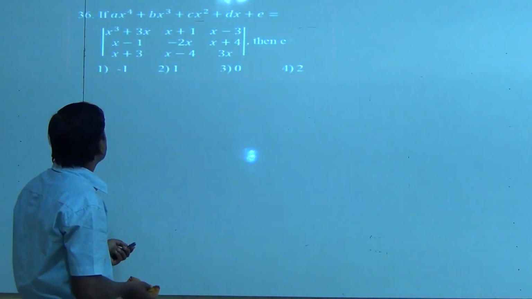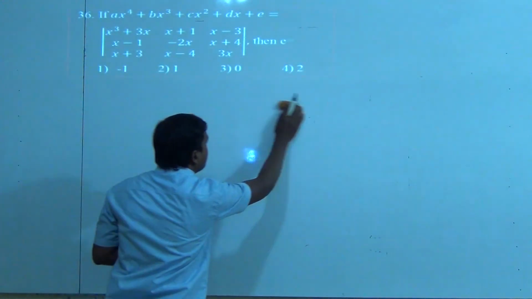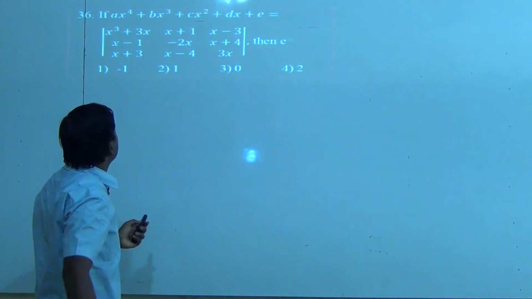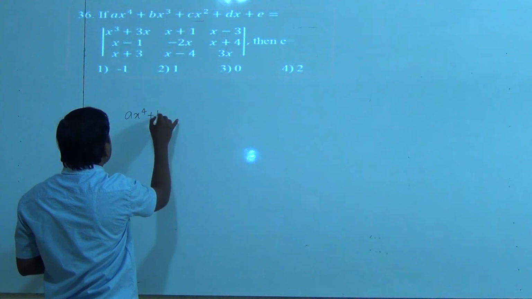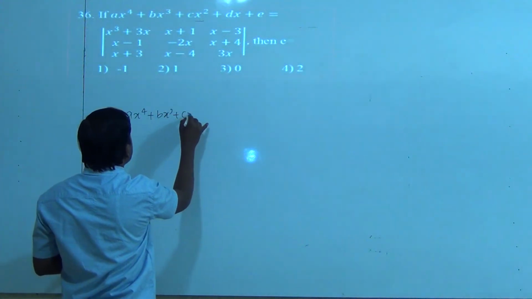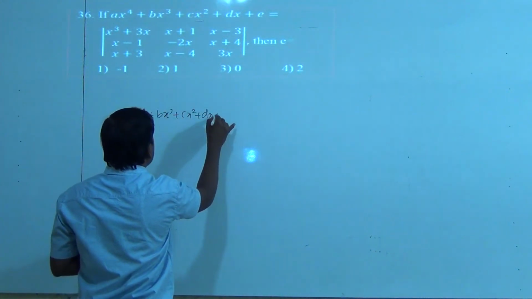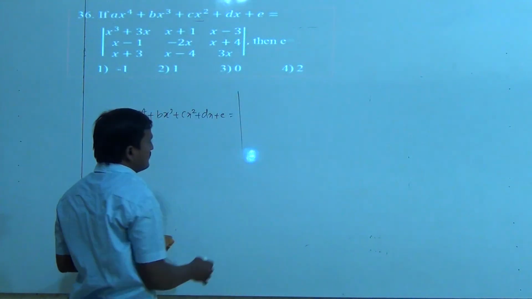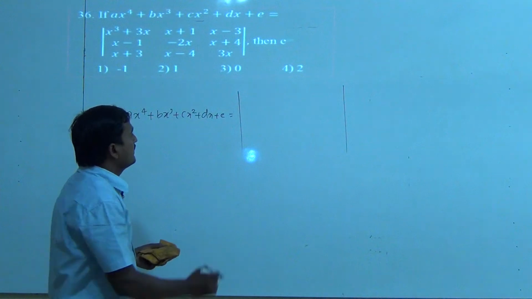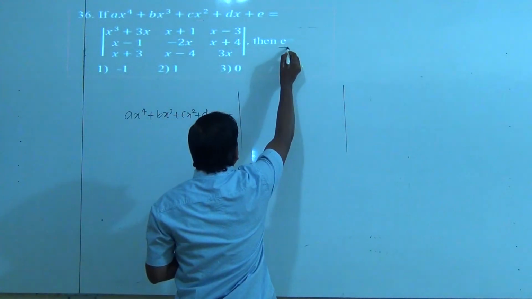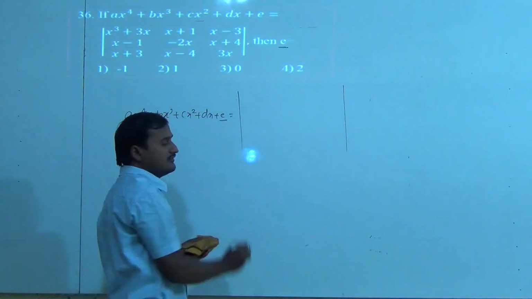We'll go for the next question. What they have given is a x raised to 4 plus b x cube plus c x square plus dx plus e, and this is equal to a determinant. Then we should find e. Here we should find the value of e.